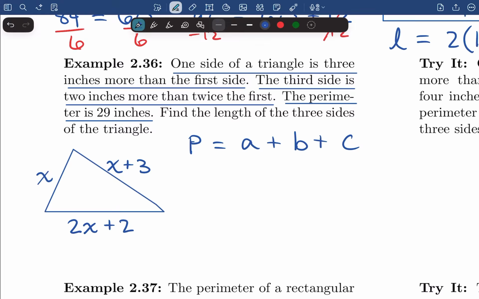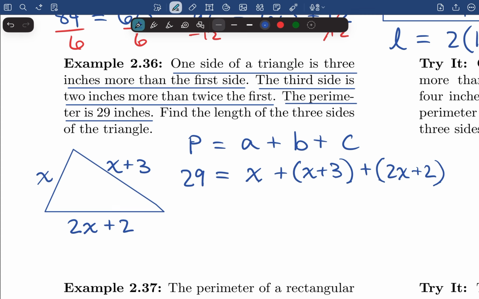Let's input everything we know into this formula. Well, the perimeter, they told me, was 29, so P becomes 29. Let's call A the first side. Well, that was what we called X. B is the second side. That will be X plus 3. And C is the third side. That will be 2X plus 2.